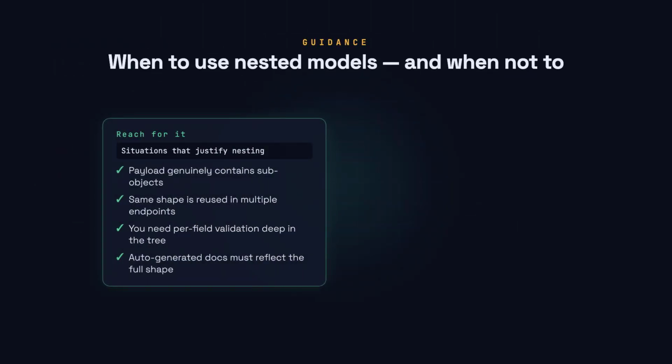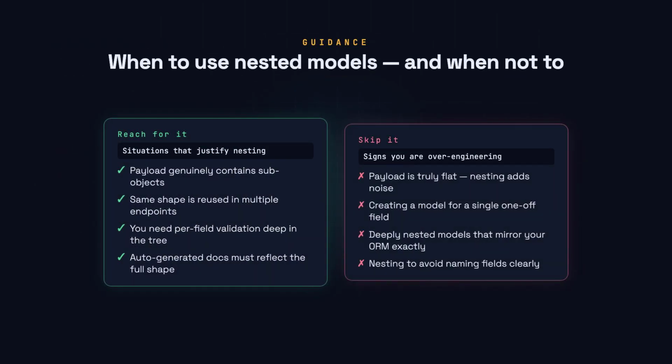Nested models shine when your data genuinely has structure. A shipping address really is a separate concept from an order, and it may be reused on a customer profile endpoint too. But nesting for its own sake is a trap. If your payload is 4 flat fields, wrapping them in 2 extra models makes the code harder to read, and the errors harder to understand. Also resist the temptation to mirror your database ORM layer one-to-one in your API models. The shapes your database needs, and the shapes your clients need, are often intentionally different.